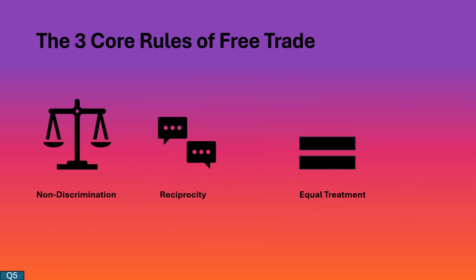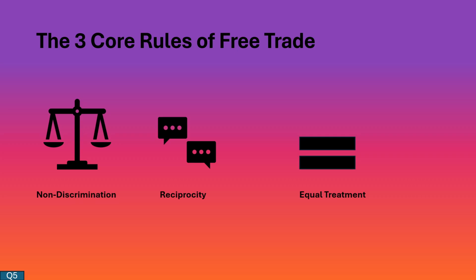Free trade agreements are built on three key rules to ensure fairness. Non-discrimination. Countries cannot treat each other unfairly. The WTO states that products must not face discriminatory treatment, meaning no extra taxes or charges beyond what domestic products pay. Reciprocity. Benefits must be mutual.